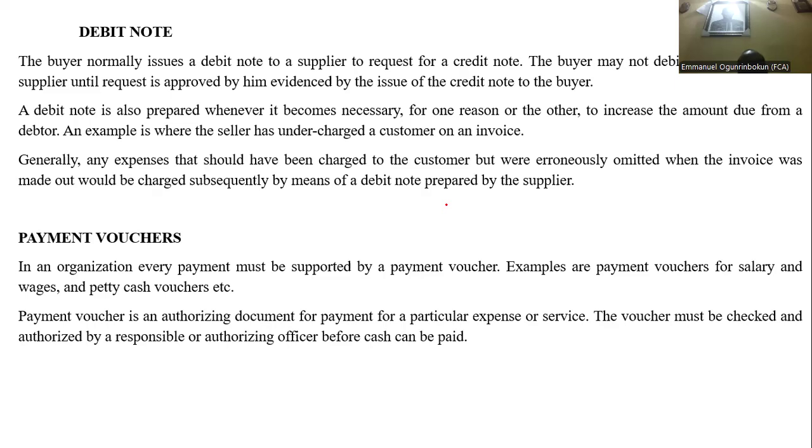Like for example, if the buyer has been overstated, he can issue a debit note to tell the seller that this is what you are owing him. Then we have what we call the payment voucher. The payment voucher is used by an organization in order to show how expenses are being made for services rendered, and the voucher is checked for authorization.